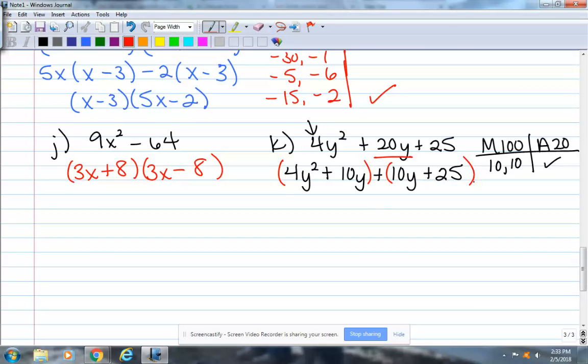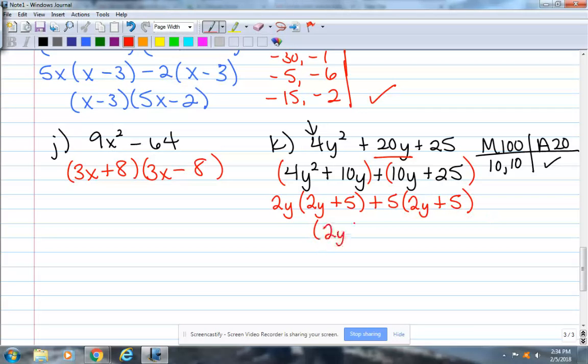Y'all tell me what you think is the GCF in the first group. 2y. Good. Parentheses. What multiplies times 2y to get 4y squared? 2y. Plus what times 2y equals 10y? Just 5. Good. What's the GCF in the next group? 5. What times 5 is 10y? Plus 5. And what's my answer?